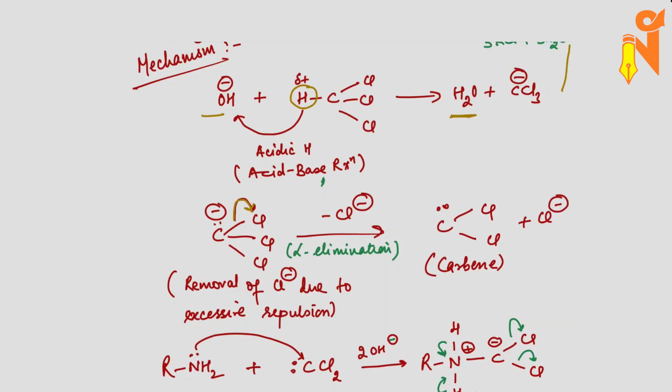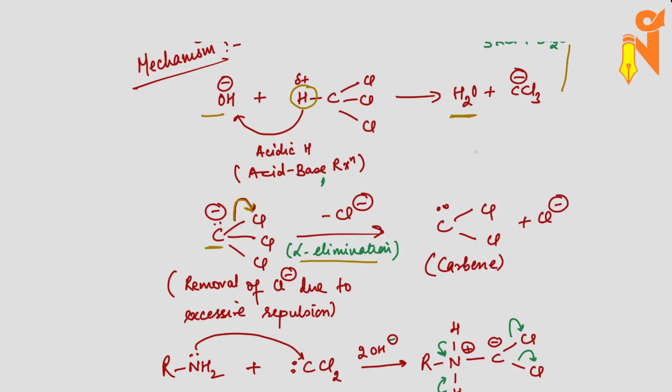And this elimination, where the first species has gone from the same atom and the second species is also going from the same atom. What do I mean? Hydrogen came out from this carbon and chlorine is also coming out from the same carbon. Such eliminations are called alpha elimination. So basically here alpha elimination is happening.